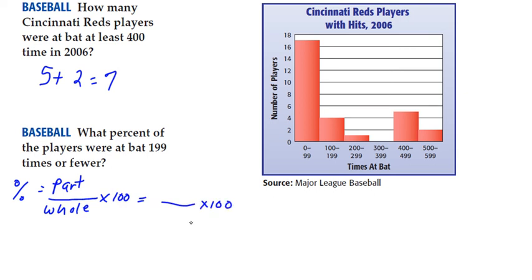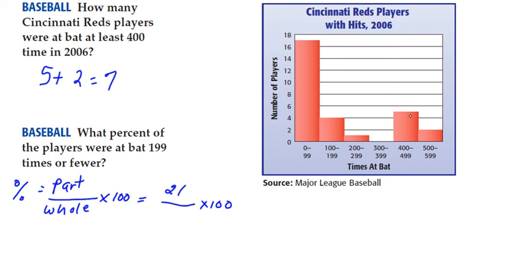Okay, so in this example, 199 times or fewer is going to be the last 2 bars, and it looks like the first bar here is at 17, and the second bar is at 4. So 17 plus 4 is 21. So that's our part. So to find the whole, then we need to add all the bars together. Well, we're already at 21 with the first 2 bars. It looks like this one only goes up to 1. So if we add 1 to 21, that gives us 22.